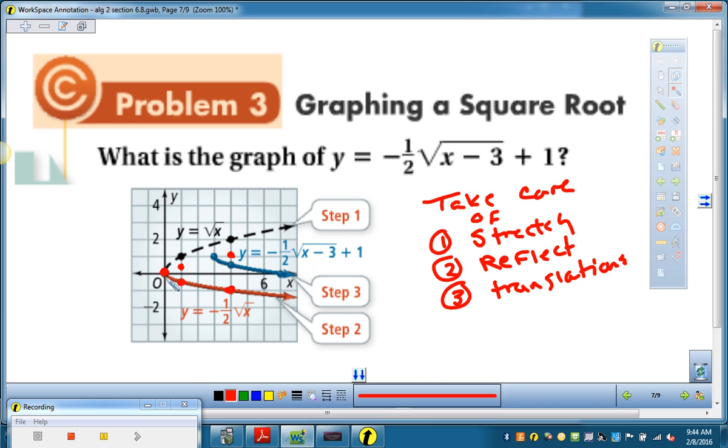Then once you have that, it's far easier to move it right 3. Take each of those points, move right 3, and up 1. This one moves right 3, and up 1. And this one right 3, and up 1. Okay? All right.